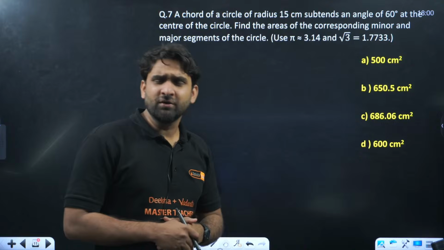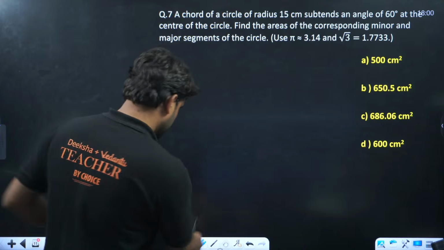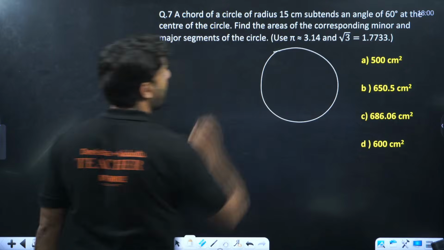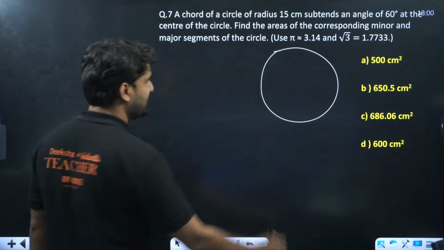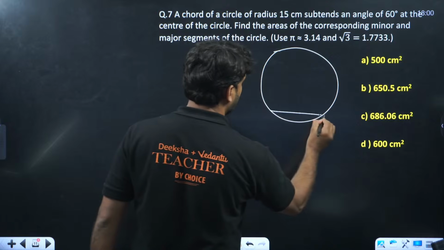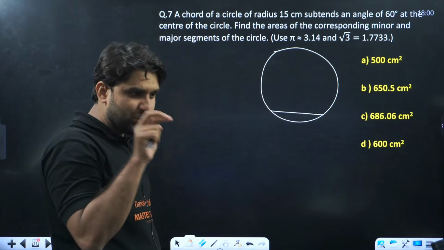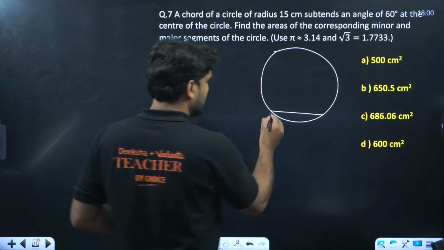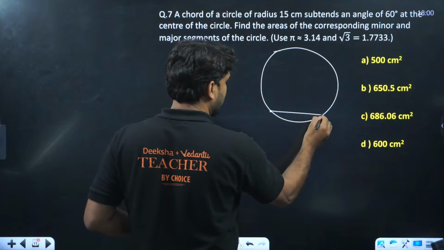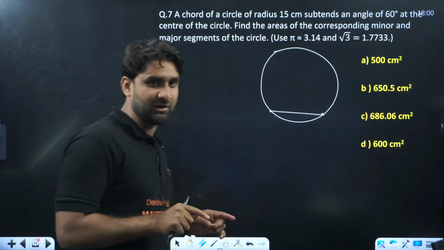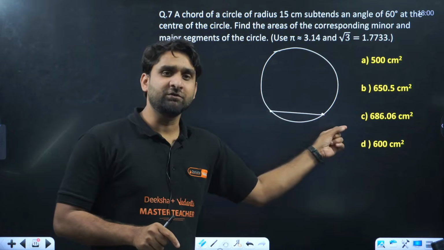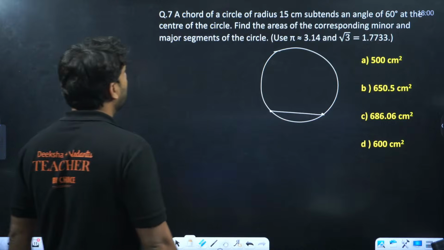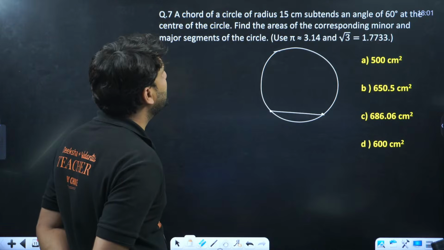Do you know chord, everyone? Okay, listen. So there is a circle, and there is a chord. This is called chord. The line joining 2 points kept on the boundary of the circle. These are the 2 points, this point and this point, and both the points are on the boundary of the circle. If we join both the points, the line which is made there is called chord.